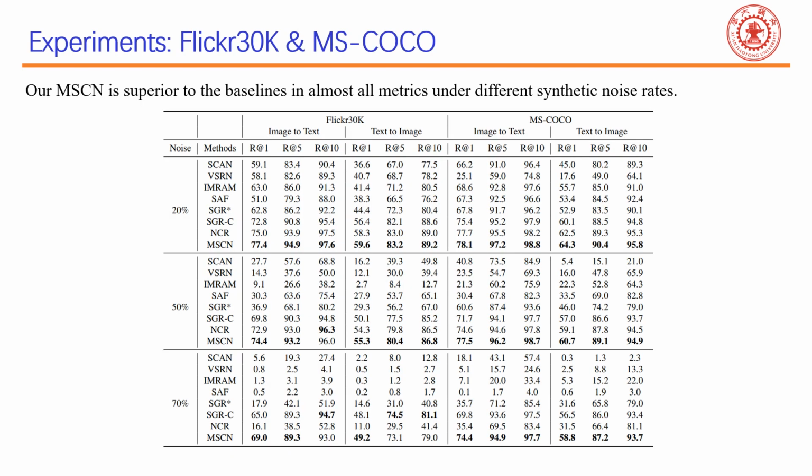Next, we will introduce the experiments of our method. This table shows the retrieval performance on MS-COCO and Flickr under different synthetic noise rates. We can observe that our MSCN surpasses the baselines by a clear margin. The results at a noise rate of 70% show strong robustness of our method against the noisy correspondence with high noise rates.